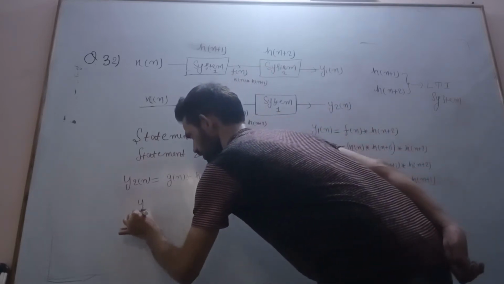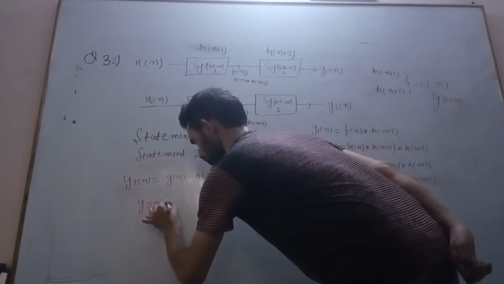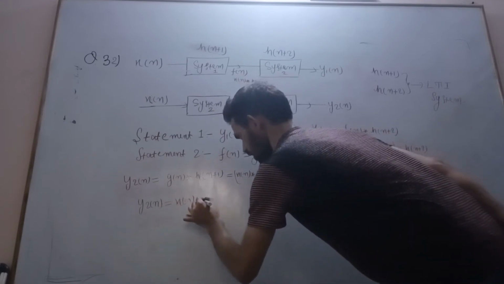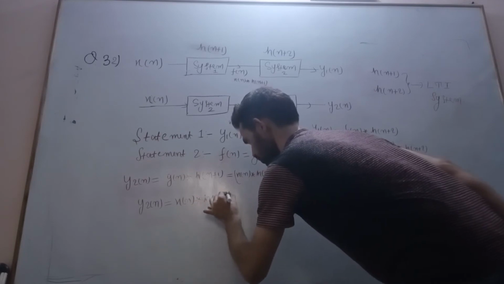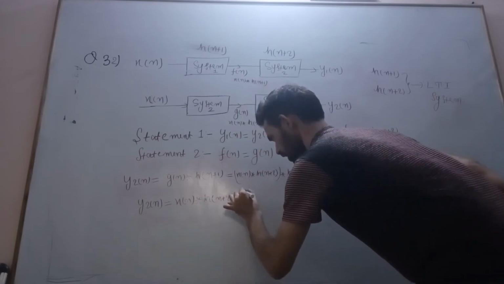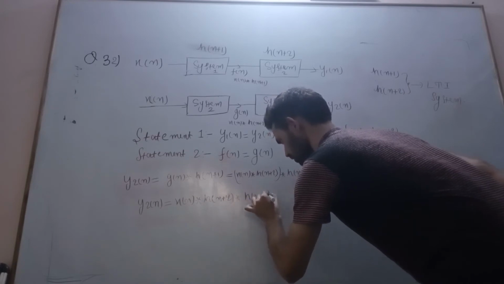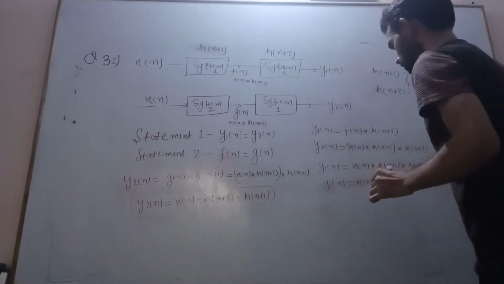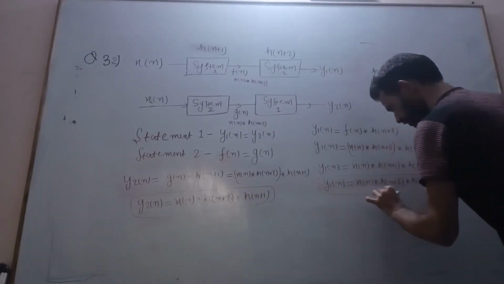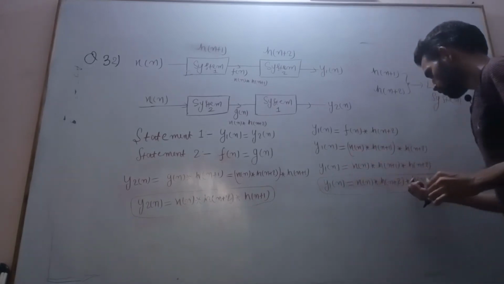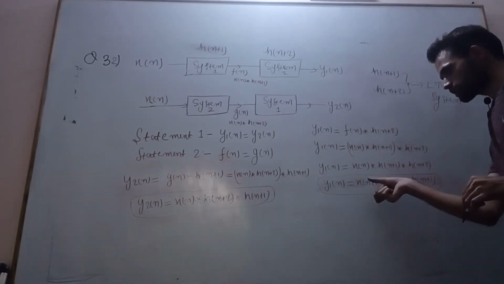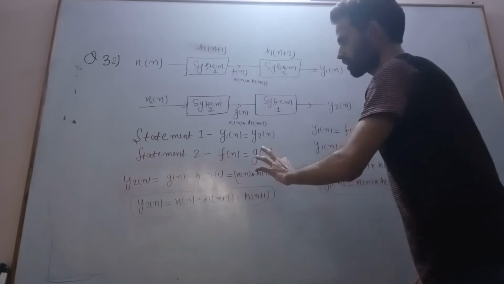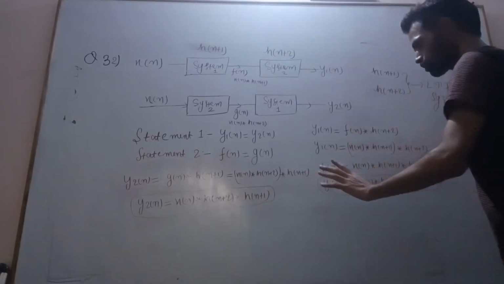Yes, if you see here y2 of n is equal to what? This is nothing but x of n convolution h of n plus 2 convolution h of n plus 1. Okay, so this is y2 of n, and this is y1 of n. Okay, we can interchange adjacent terms in convolution. There is no problem at all.